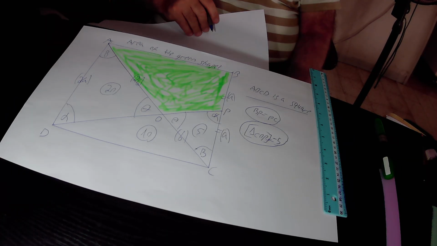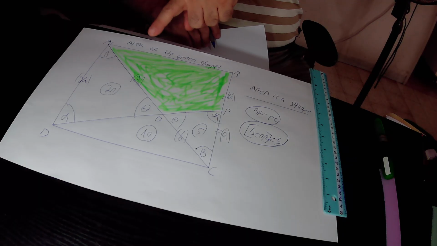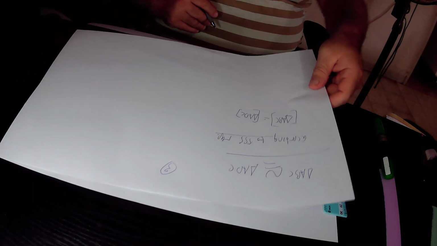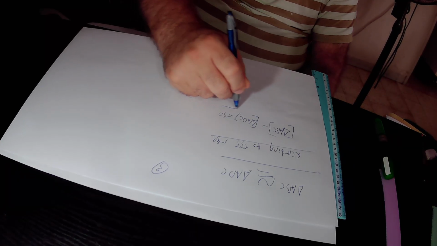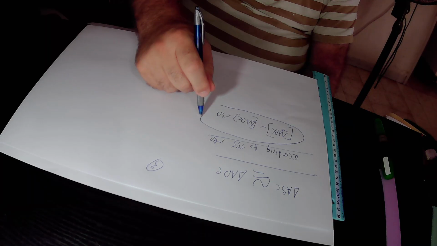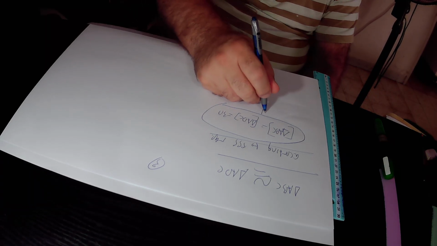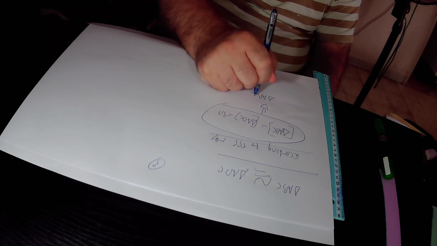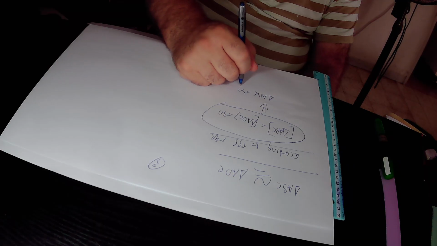But it is very easy to see from the drawing that in total the area of the triangle ADC is 30 square units. So I can write here that the area of triangle ADC is equal to 30 square units, and from this equation we derive that the area of triangle ABC is equal to 30 square units.